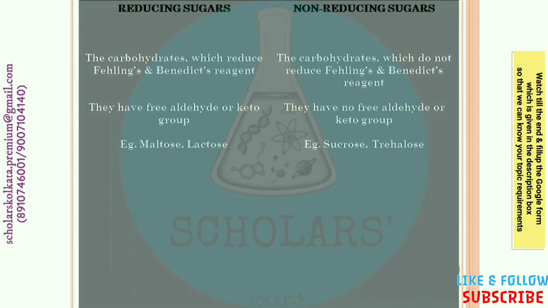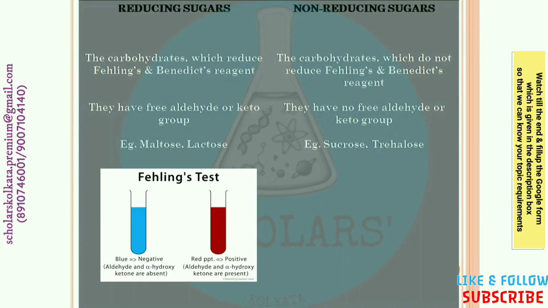So how can we identify these two special types of carbohydrates? Reducing sugars are the carbohydrates which reduce Fehling's and Benedict's reagent. So what are Fehling's and Benedict's reagents? Fehling's reagent is a chemical reagent used to differentiate between water soluble carbohydrate and ketone functional groups, and it is also used as a test to identify reducing sugars and non-reducing sugars.